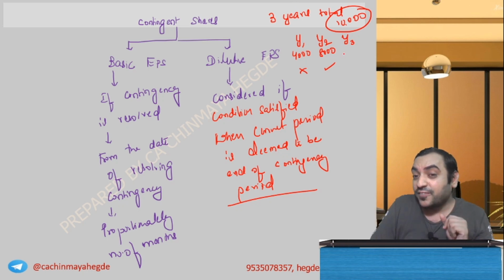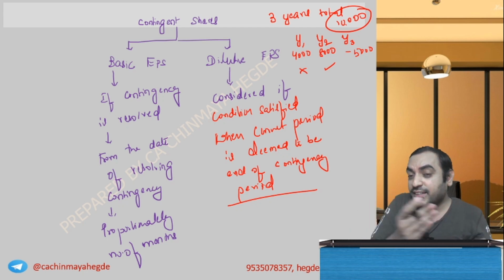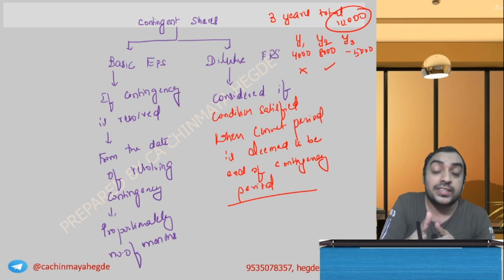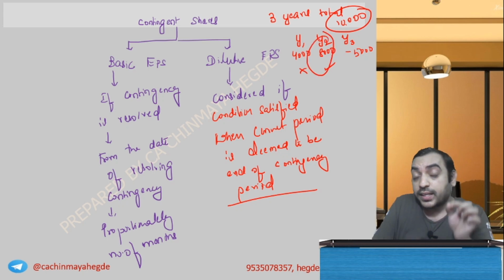Sir, year 3 is still pending, but 4,000 and 8,000, 12,000 is already made. Next year, what if there is a loss of 5,000? What will happen at the end of year 3? 4 plus 8 minus 5. It would be less than 10,000. So you cannot say that in year 2 they have satisfied the contingency. In year 2 the contingency is still pending.